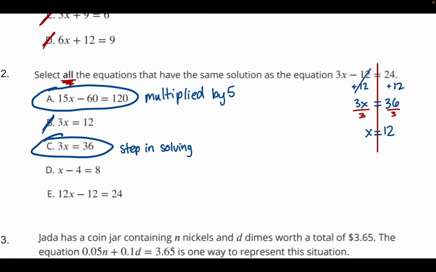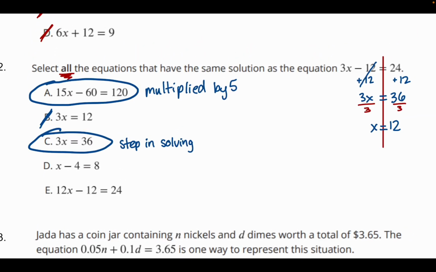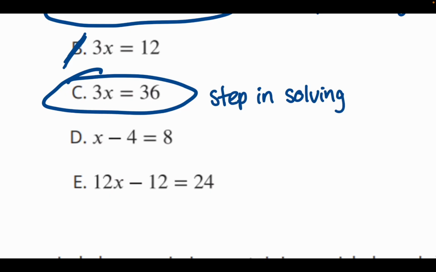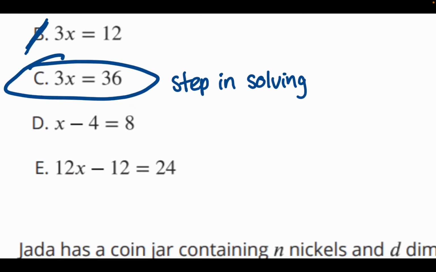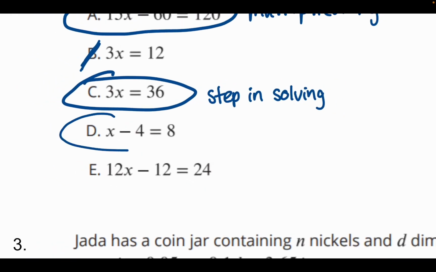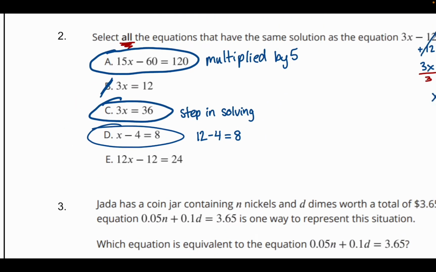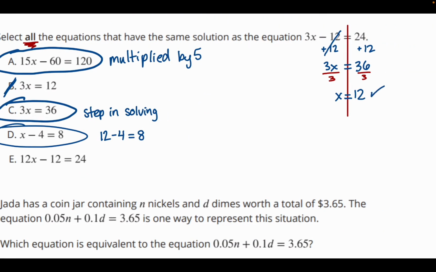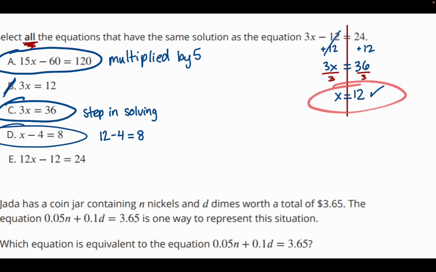Okay, and then we have x minus 4 equals 8. Now for something like this, we could just plug in 12 and see if that works, and then do 12 minus 4, which does give us 8. So I can show that as one of my answers. I can say 12 minus 4 equals 8 because I plugged in to find what my solution was on the right-hand side, and we can just use this over here.